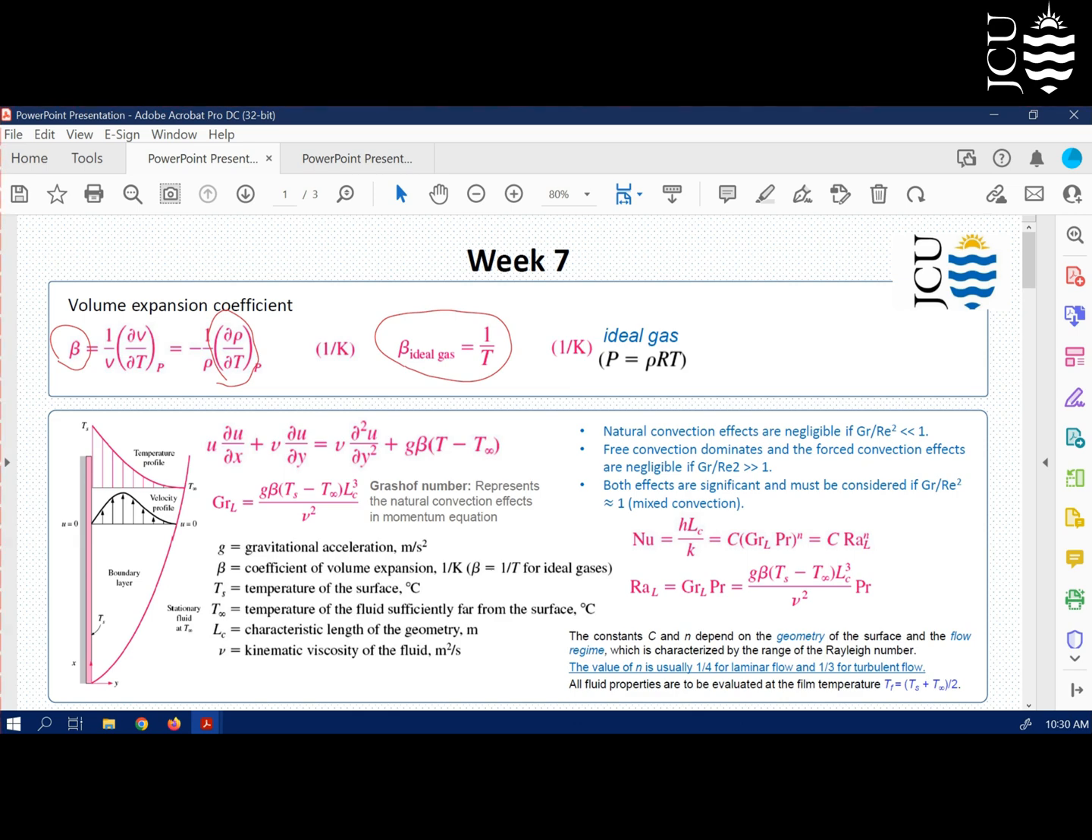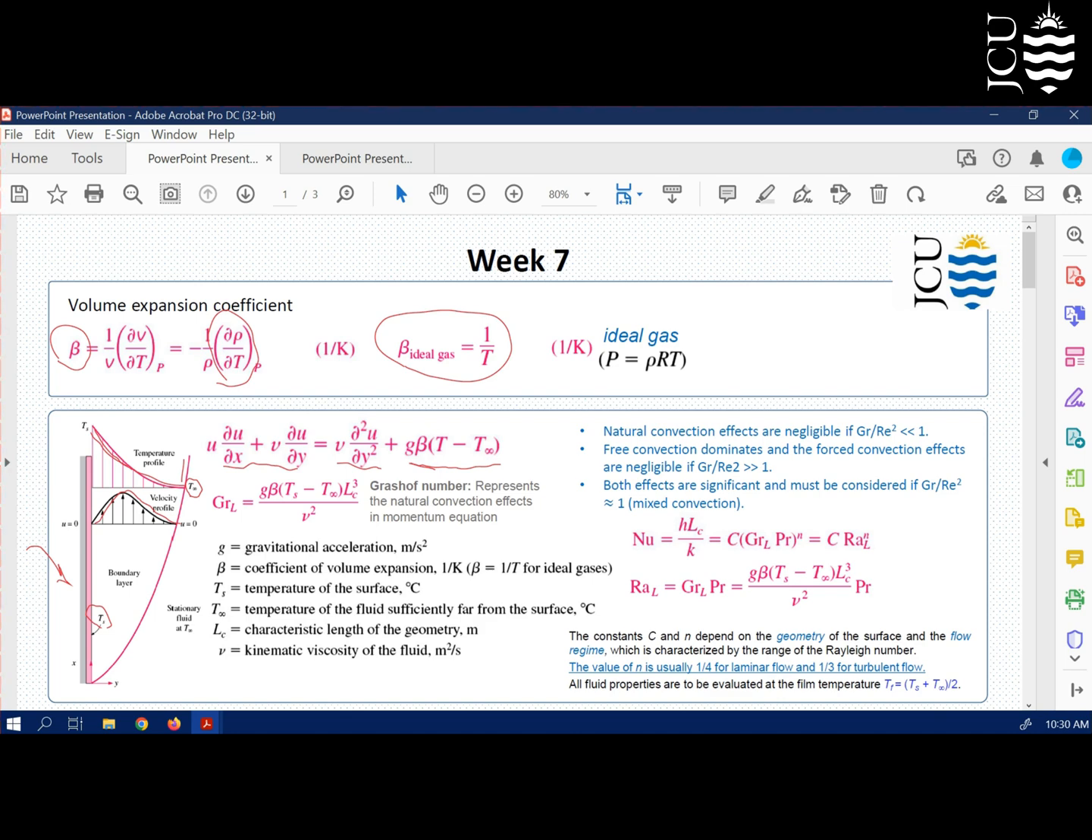Then we started working on the simple case of a vertical wall at a constant surface temperature Ts, and the surrounding temperature of the fluid is T infinity. And we showed we have a thermal boundary layer, temperature profile, and velocity profile there. And we extracted a formula, which includes a convection term, a diffusion term, and we call this one the buoyancy term.